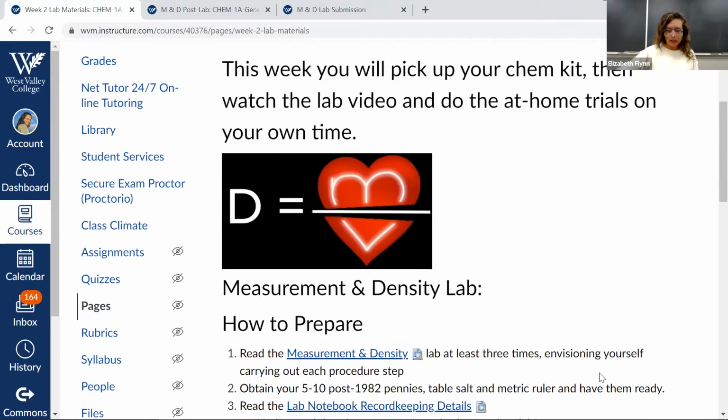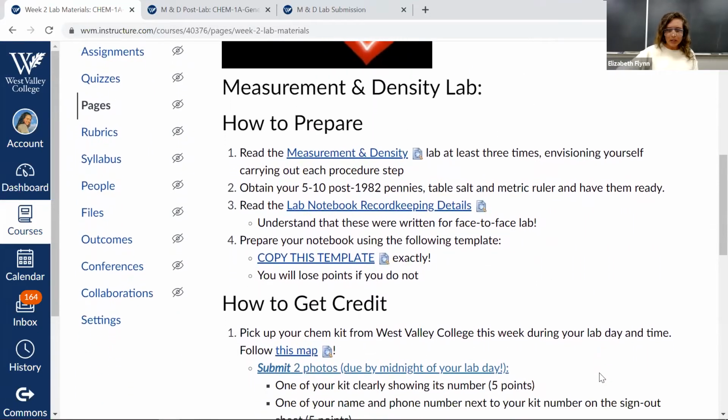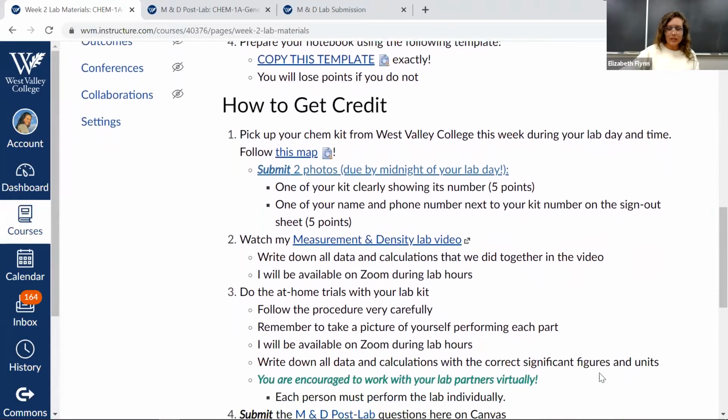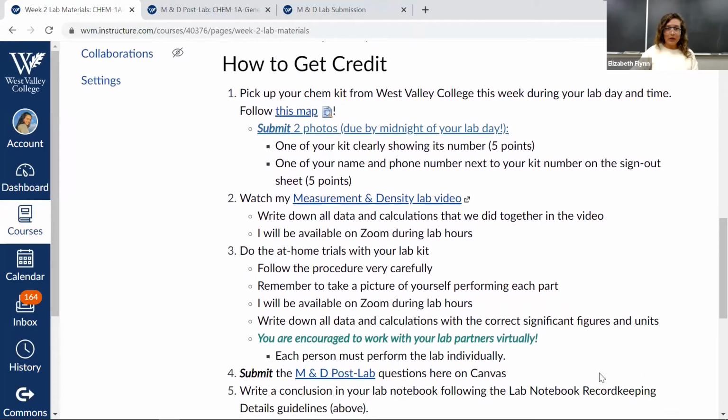So here we are, and you have already prepared. You've got everything you need, most likely, right? Make sure that you're reading through. Every week, you'll see lab materials of exactly how to prepare and how to get credit. So make sure that you don't forget to submit your photographs of you picking up your chem kit. So your chem kit with a number on it, as well as a picture of you having signed your name next to your numbered chem kit on the sign out sheet. That's how you'll get your full credit for picking up your chem kit today.